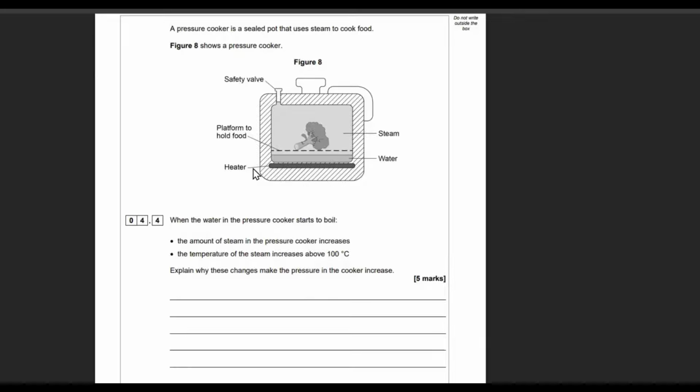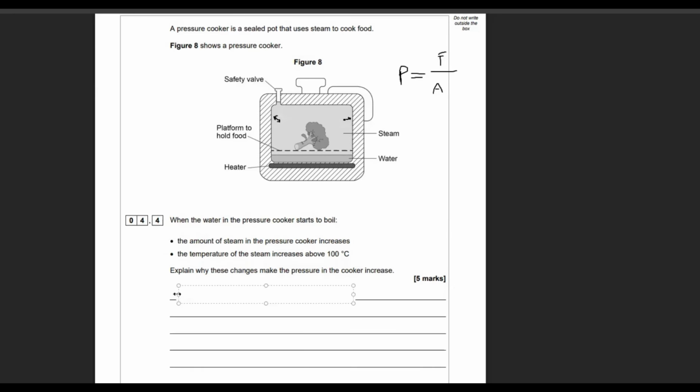So let's check it out. I like to think of this one with pressure equals force divided by area. So when the steam particles are moving around, they are colliding and exerting a force on the area, the walls of the cooker. Now what happens? We're heating them up. So what happens to the movement of these particles and what happens to the force? And we need to explain all of that.